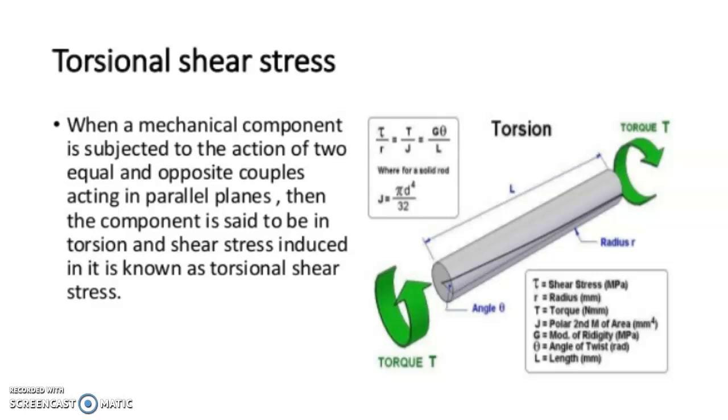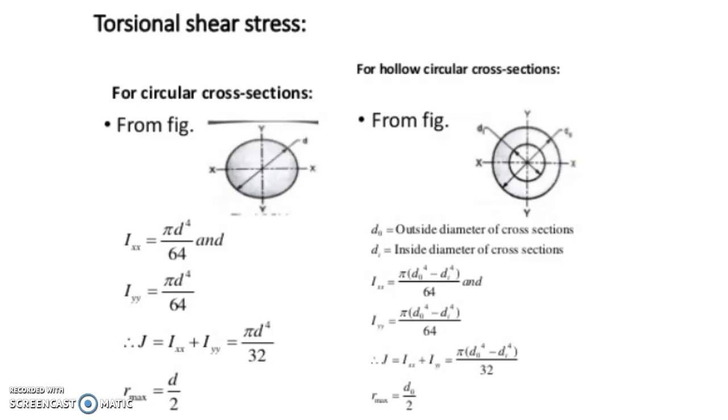is equal to G theta divided by L, where tau is the shear stress, r is the radius, and capital T denotes the torque, J is the polar second moment, G is the modulus of rigidity, and theta is the angle of twist, that is how much it will twist. Then capital L is the length. J is equal to pi d raised to 4 divided by 32. We can calculate this for a circular cross section and hollow circular cross section.